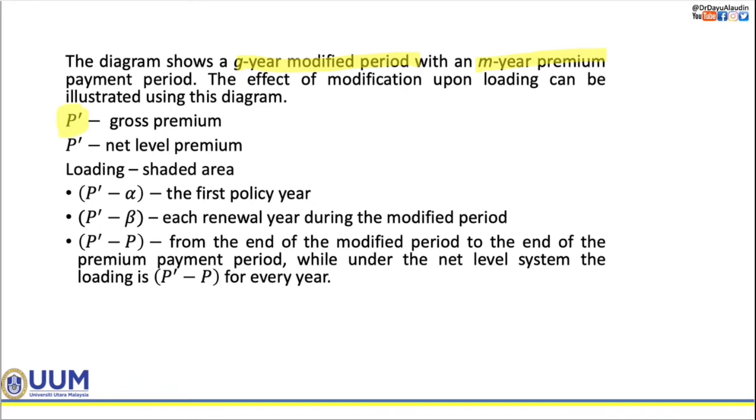So P prime is the gross premium and the net level premium is P without the prime. So the loading is the shaded area. P prime minus alpha, the first policy year. P prime minus beta, each renewal year during the modified period. And P prime minus P, this is the net level premium from the end of the modified period to the end of the premium payment period. While under the net level system, the loading is P prime minus P for every year, because for net level premium, we do not take into account the loading.